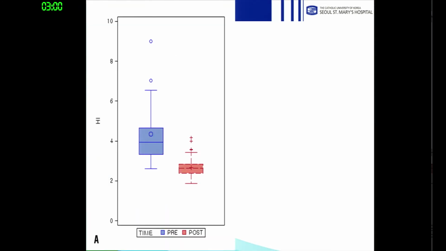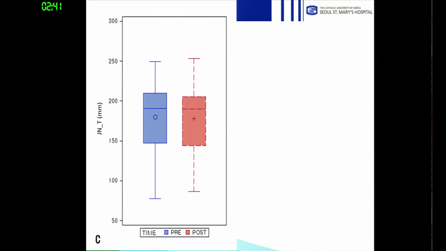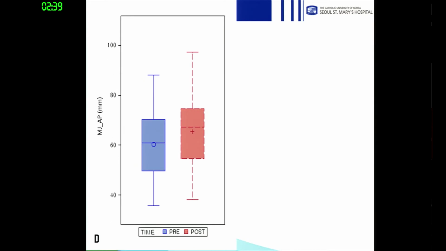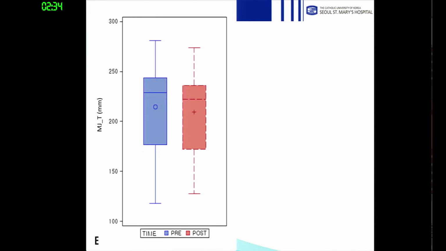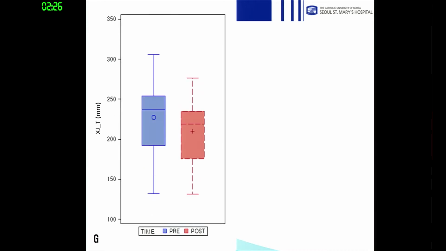This figure shows the changes of Haller index and dimension of the thoracic cavity of pectus excavatum patients before and after the Nuss procedure. Preoperative and postoperative changes in Haller index. And this shows changes of AP diameter at the jugular notch, T diameter change at the jugular notch, AP diameter and T diameter at the manubriosternal joint, and AP diameter and T diameter change at the xiphisternal joint.